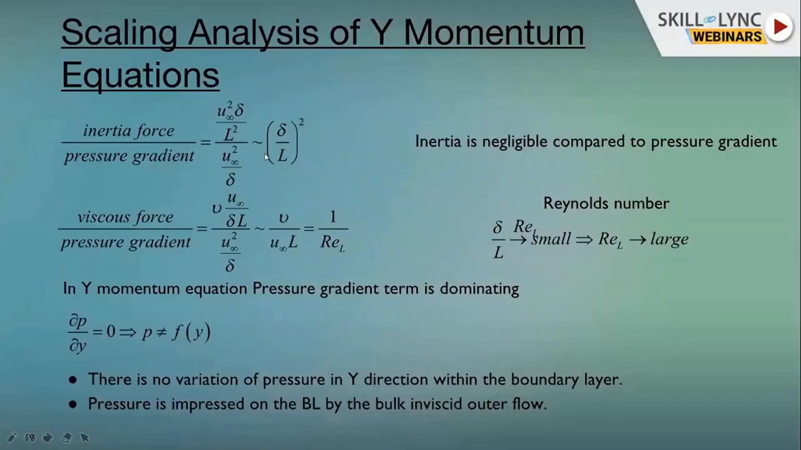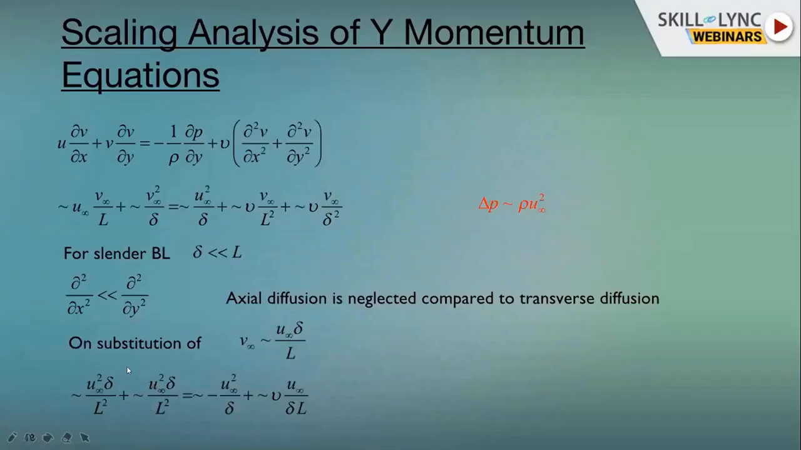Once we divide the inertia by the pressure gradient term, we get a term with magnitude delta by L to the square. And for a slender body, the delta by L term is very small. The square of a small term is also small. Mathematically, this approaches 0. So this term is 0, meaning the inertia term is quite negligible compared to the pressure gradient term. So in this y momentum equation, we can neglect inertia because it is of less magnitude compared to the pressure gradient. Similarly, let's compare the magnitude of the pressure gradient term and the viscous dissipation term.